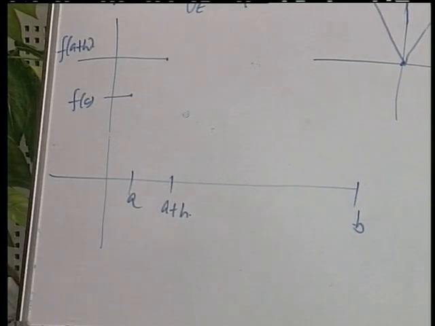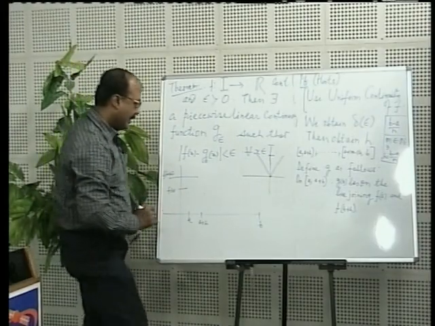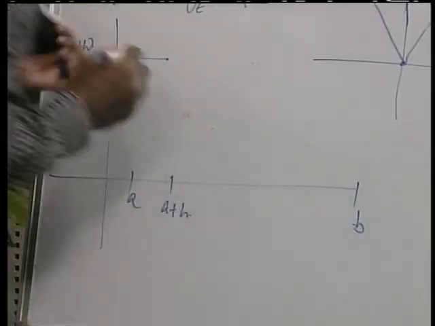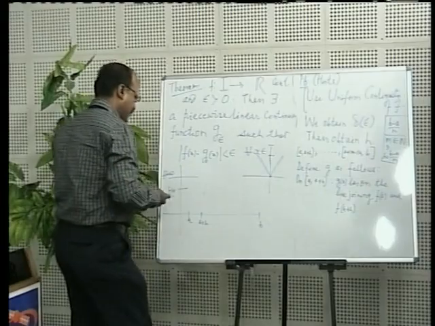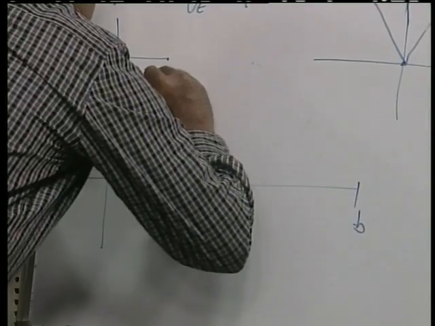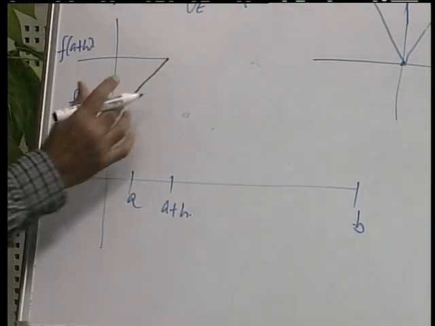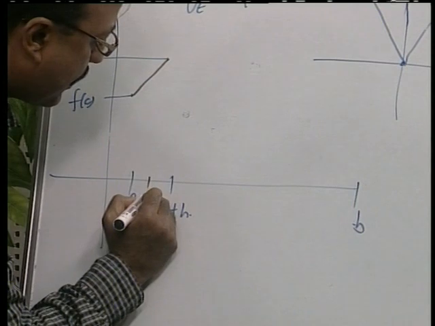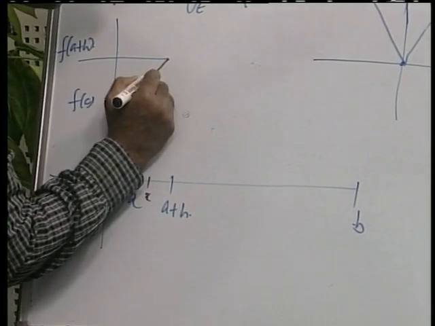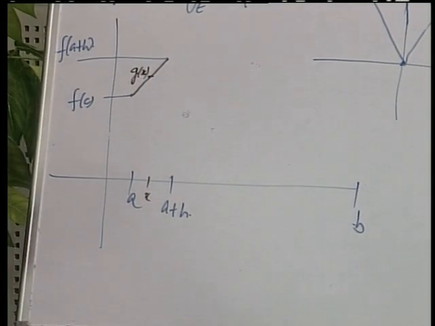How do you define g now on this? That means you join these two. I don't have a red pen, but it's okay. So g is defined on this interval by this line. So here is your x, and this is your g of x.